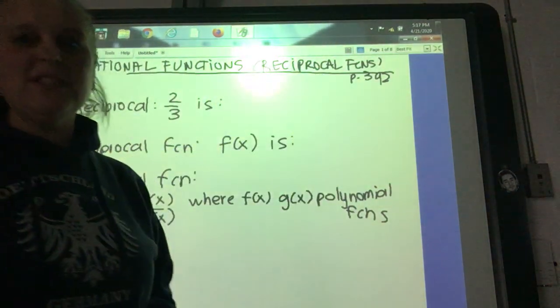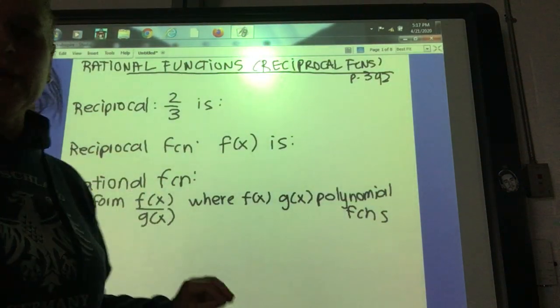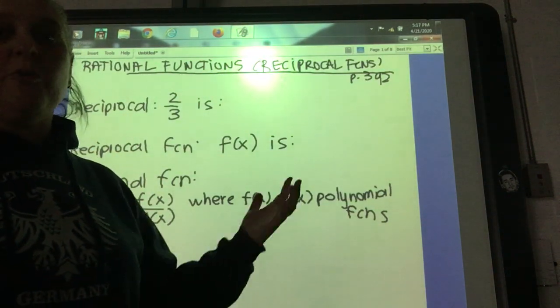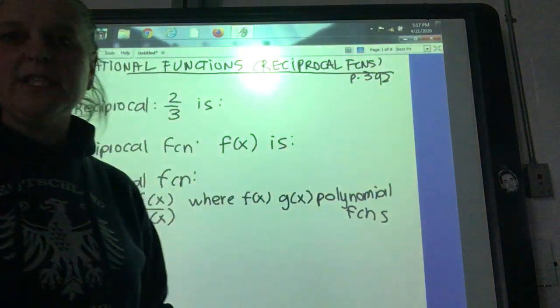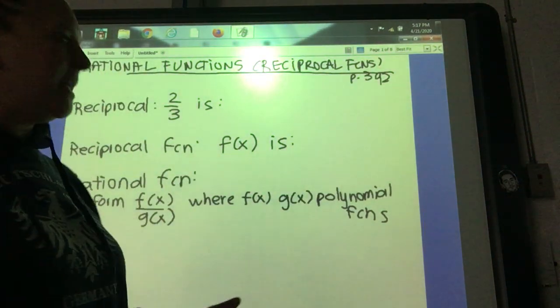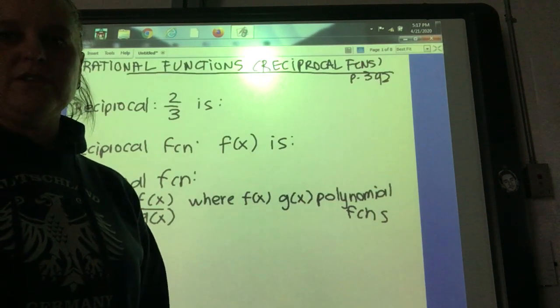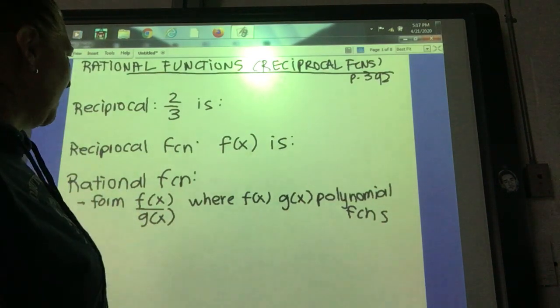Reciprocal functions are only one specific type of rational. In grade 12, you'll have an entire unit. We'll graph a whole bunch of different types of rational functions. But in grade 11, you need to know reciprocal functions. If you come into grade 12 knowing that and some of the key terms, that will make your rational function unit a little bit easier next year in grade 12.